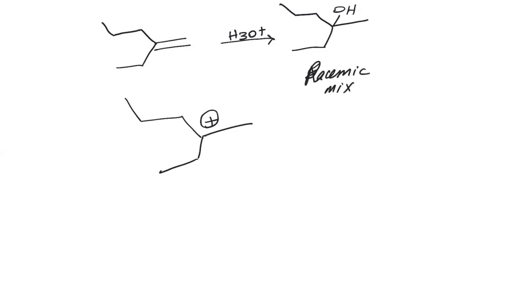Remember, it was the same for hydrohalogenation. If a new chiral center forms in the product, it is racemic, because again, the carbocation is planar, it's flat, and the nucleophile can attack from either side. It can give you the R or S enantiomer. Question?